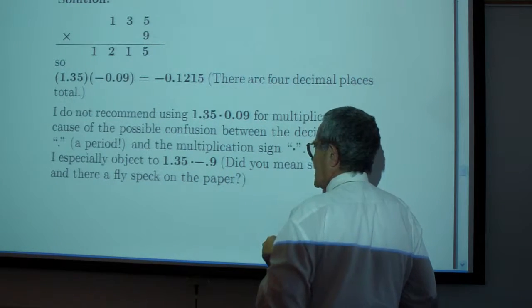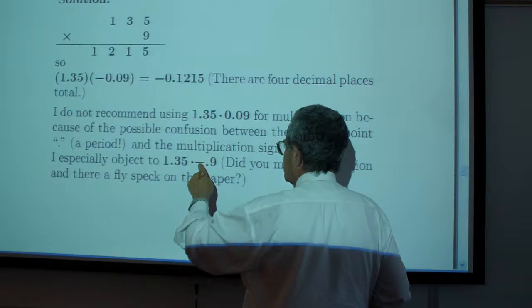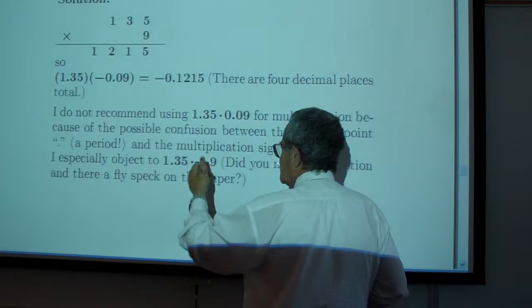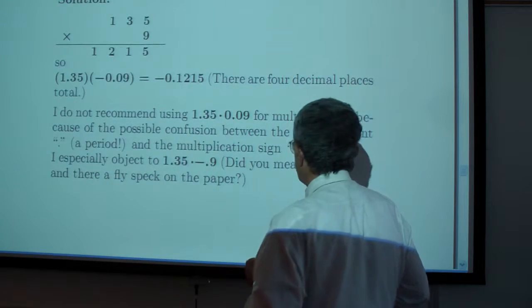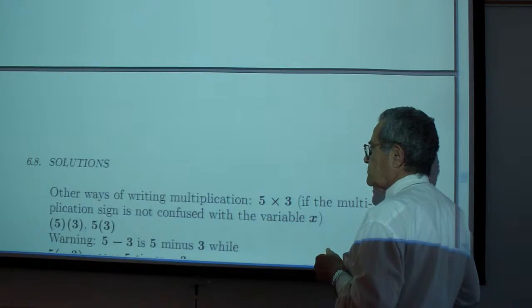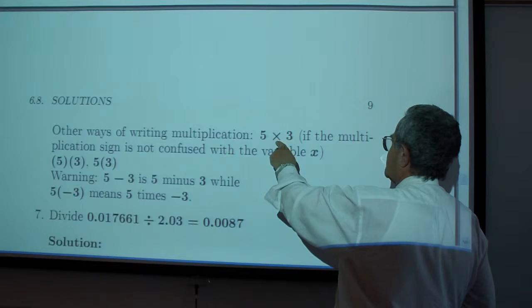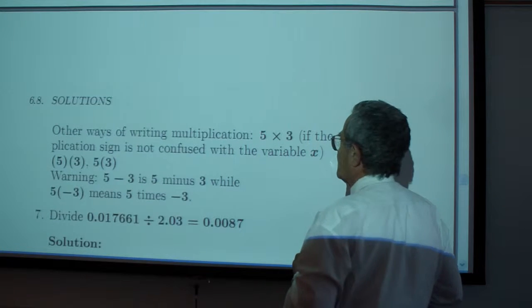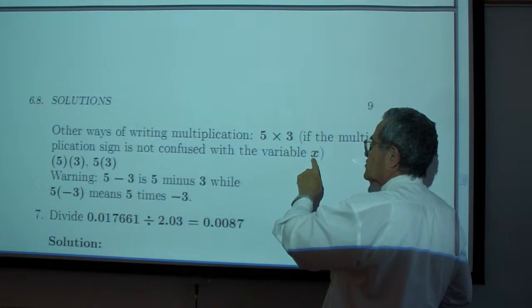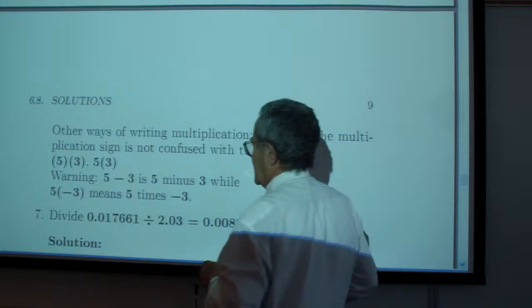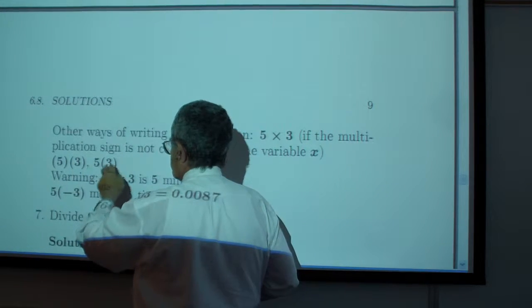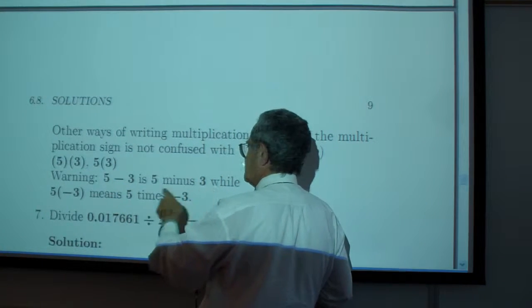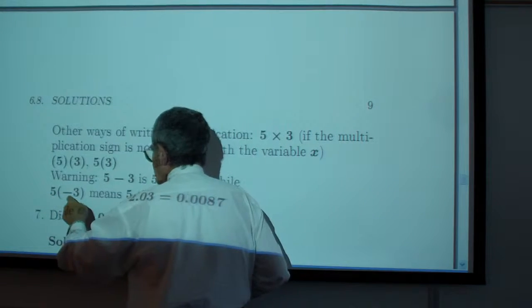I definitely object to 1.35 times negative 0.9. It is so easy to miss that little dot here. Could this be a fly speck that happens to be on paper? Other ways of writing: this is a multiplication sign if you don't use that for x. If you use that for x, then you were probably taught to make the x recursive like this. And multiplication this way with parentheses, or this way with parentheses. And be careful, if you have 5 minus 3, minus, that means subtraction, not 5 times negative 3.